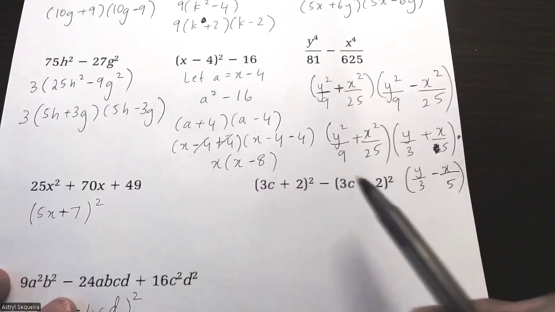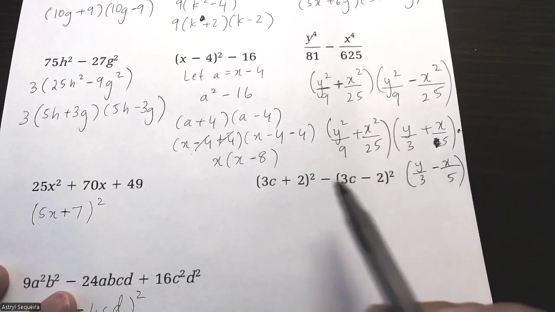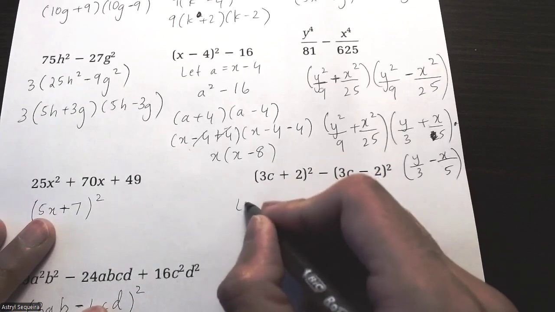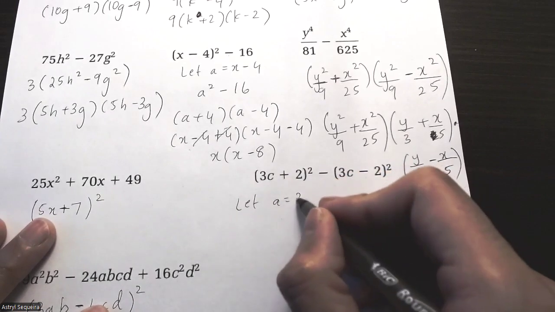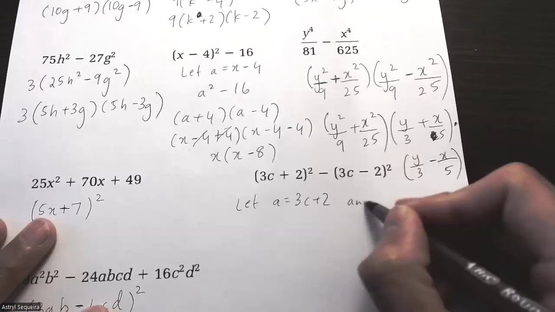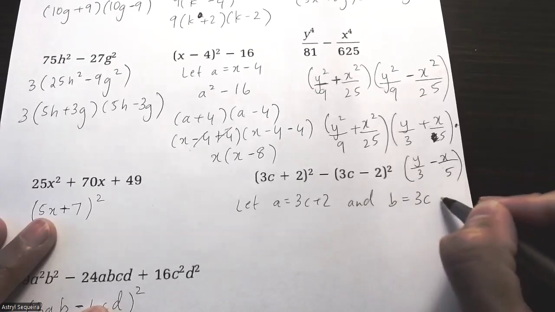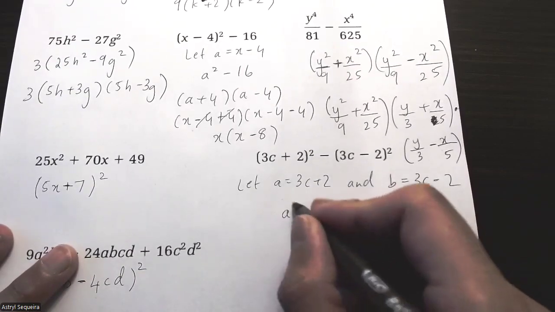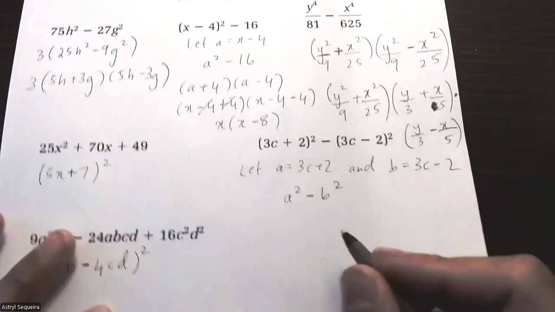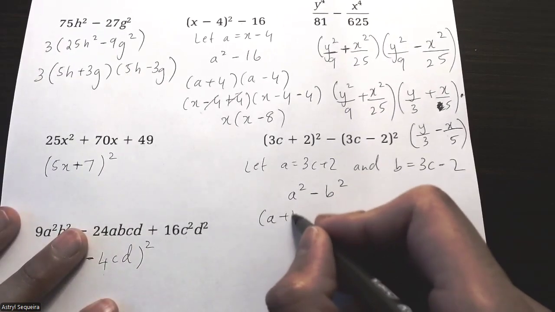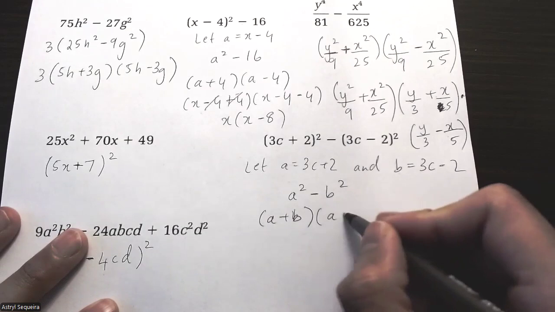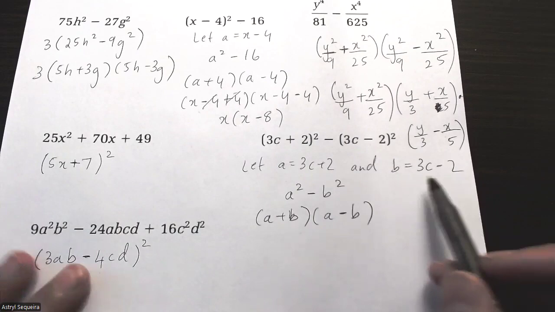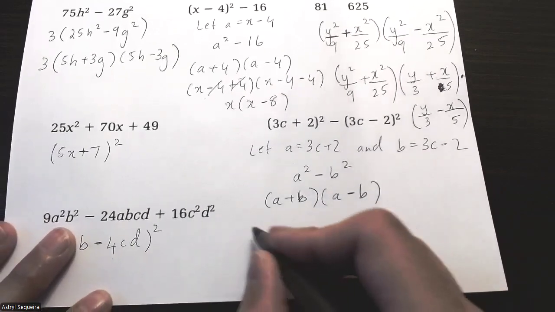And last question for this video, this over here is again a difference of squares, but we have to do two substitutions. So let a equal 3c plus 2 and b equal 3c minus 2 because the brackets are not the same. So I can rewrite this now as a squared minus b squared. I can factor with difference of squares, a plus b times a minus b. And now I can replace my a's back with 3c plus 2 and b's back with 3c minus 2.